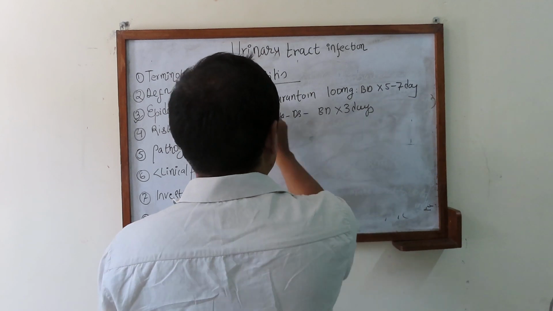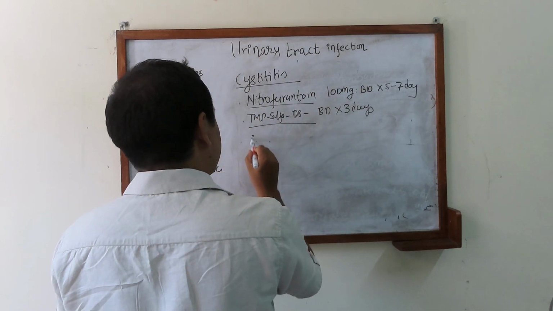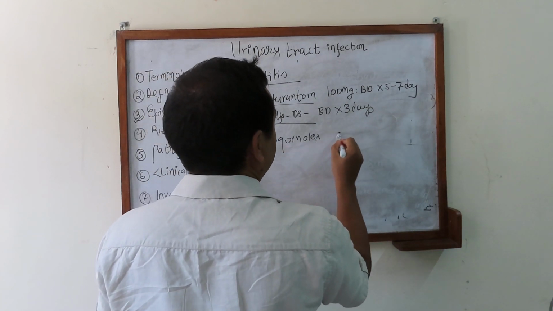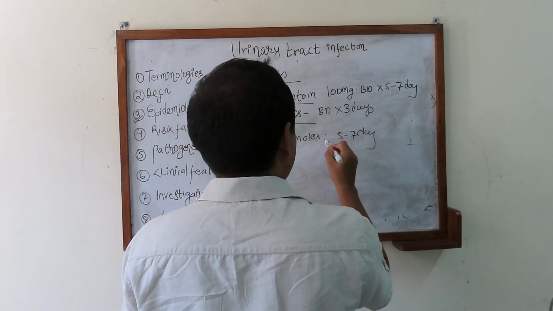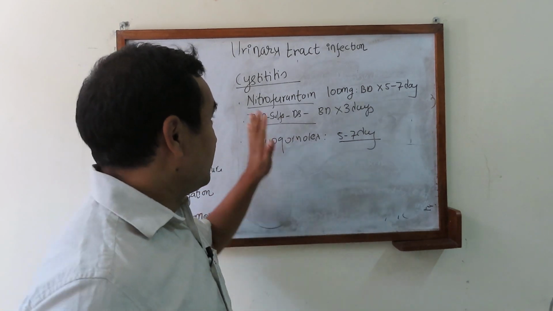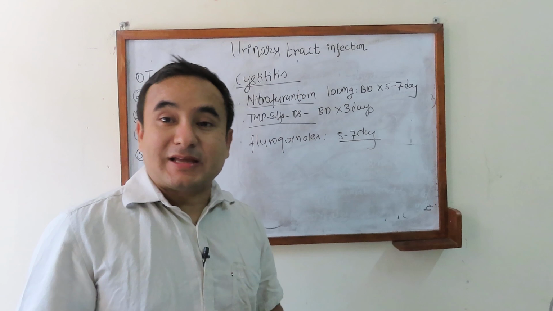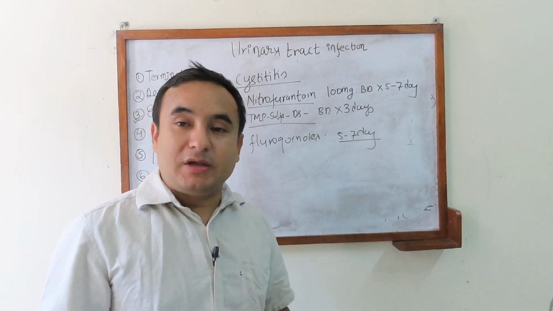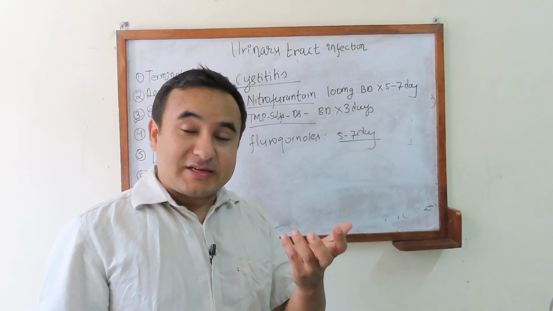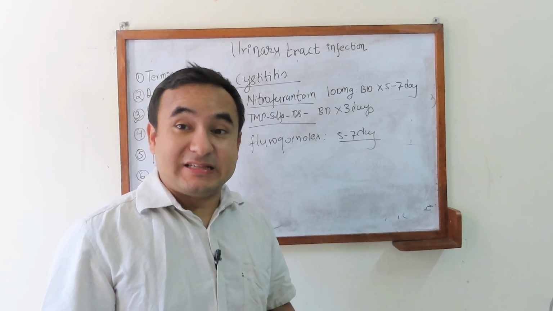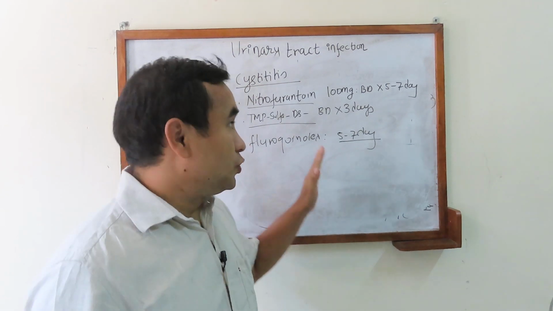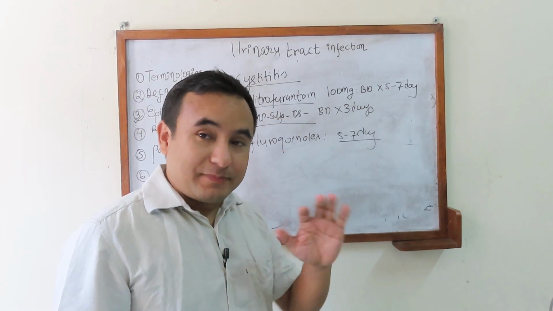Sometimes we can also use fluoroquinolones for 5 to 7 days. You can use levofloxacin, ciprofloxacin. But the common antibiotic that we use in a patient with cystitis is nitrofurantoin. It is one of the cheap antibiotics, and it is one of the antibiotics against which the organism cannot develop resistance easily. So we use nitrofurantoin, though it has its own side effects.